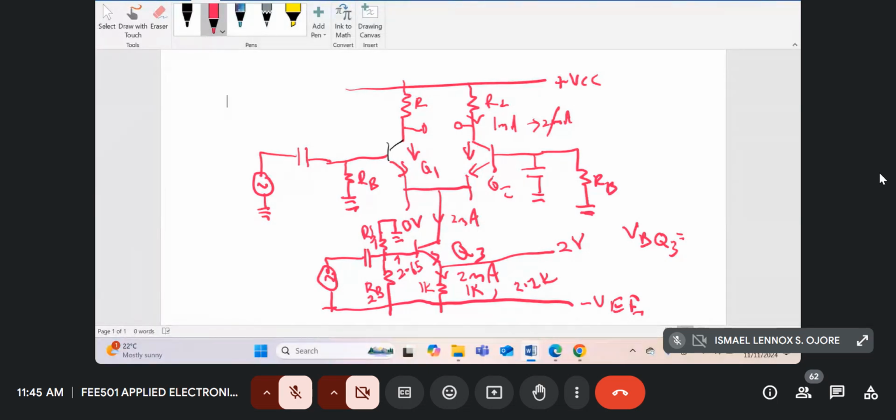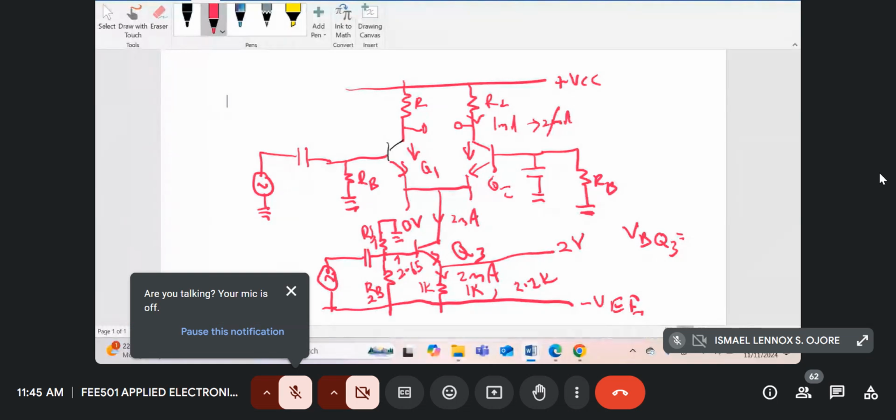Somebody just switch on your mic. Are you using 10? I'll use 10 volts.